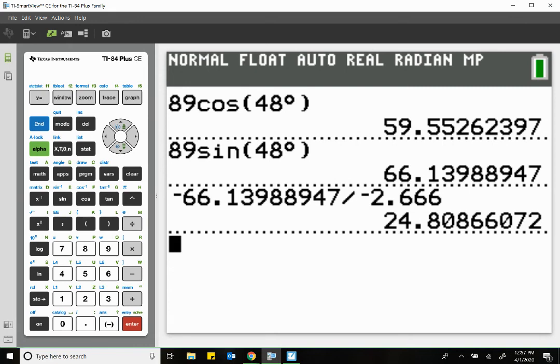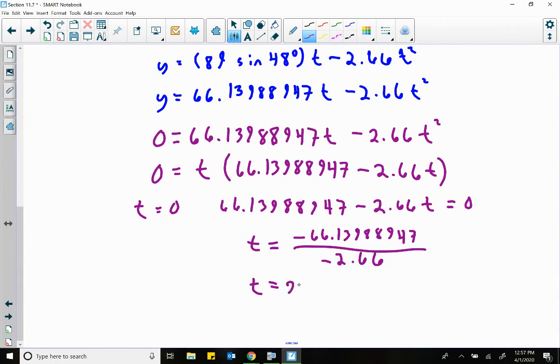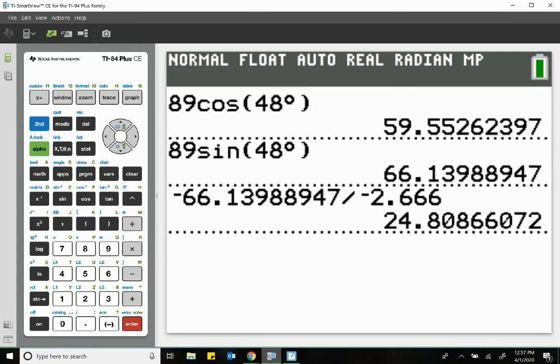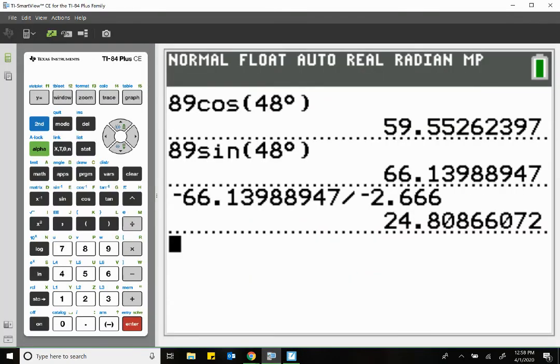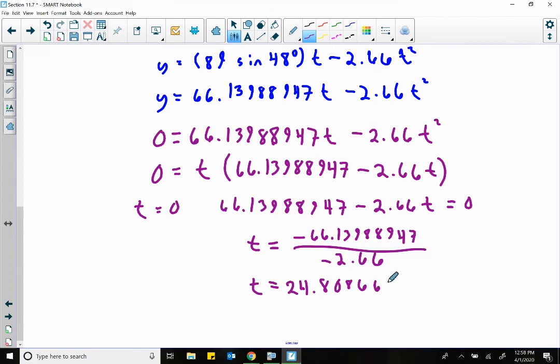So our other number is 24.8646072. So there's our two numbers. Okay.